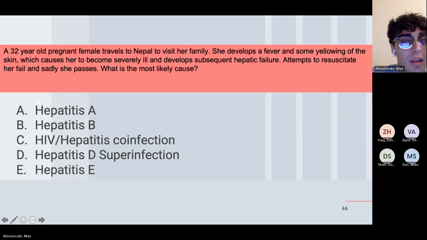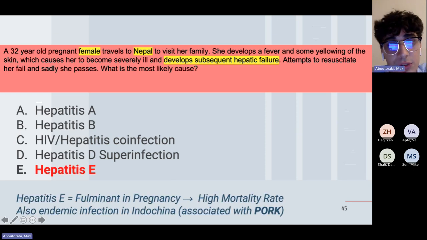So the next question. A 32-year-old pregnant female travels to Nepal to visit her family. She develops a fever and some yellowing of the skin, which causes her to become severely ill and develop subsequent hepatic failure. Attempts to resuscitate her fail, and sadly she passes. What is the most likely cause? So the answer is E. The visit to Nepal can make you think hepatitis A or a different condition, but if ever there's a female who's pregnant and comes in with hepatic failure or liver conditions, hepatitis E should always be at the top of your differential list.